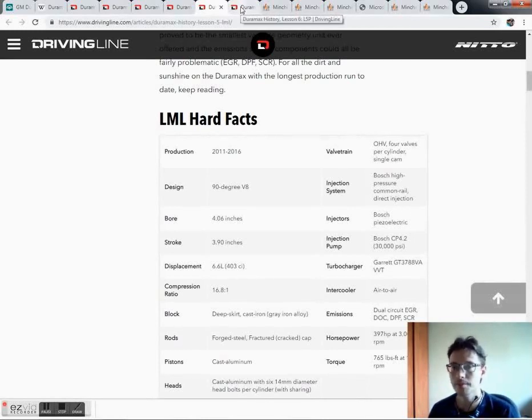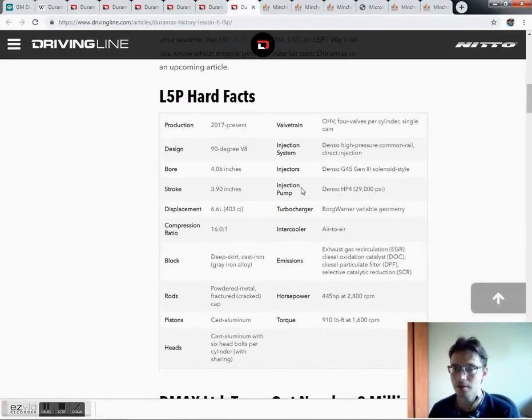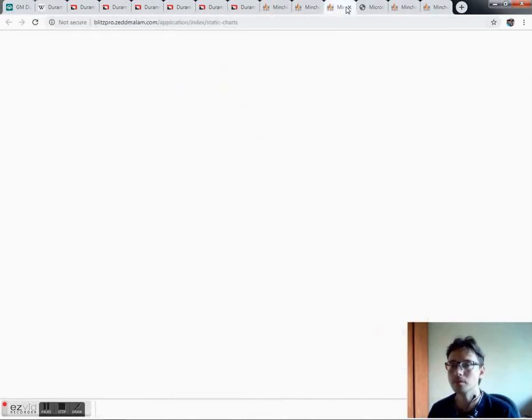Yeah. So, and the last generation uses denser G4S Gen 3 solenoid style injectors, so with a different design, but they are also extremely fast, I think, to deal with this very high fuel injection pressure, up to 30,000 psi. So let's see.